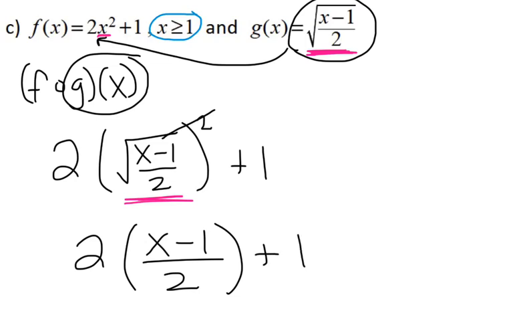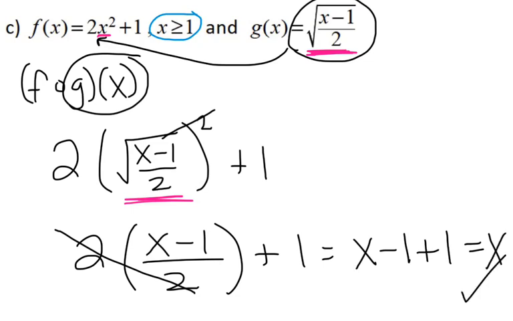My x is being subtracted by 1 and divided by 2, and you're also multiplying by 2. So these 2's will cancel. So that leaves you with x minus 1 plus 1, which is x. So yes, these are inverses of each other. Because again, our goal is when you take the composition, it should equal x, and if it equals x, they are inverses of each other. It has to equal x, can't be negative x, can't be 2x, has to equal x for them to be inverses.